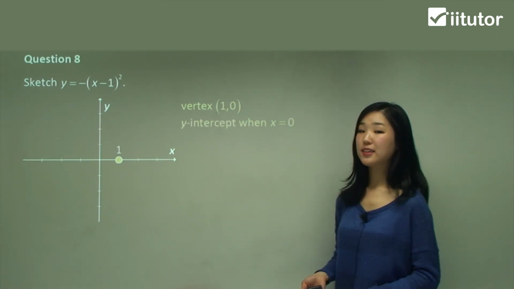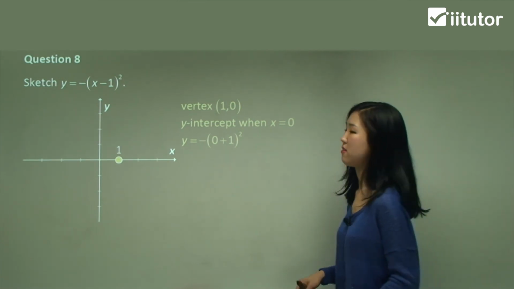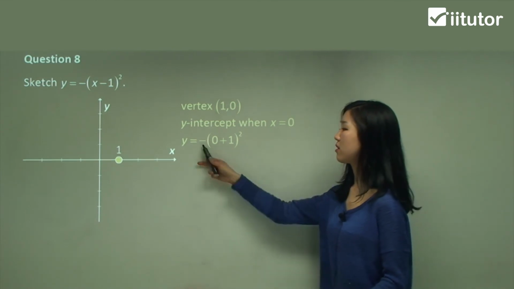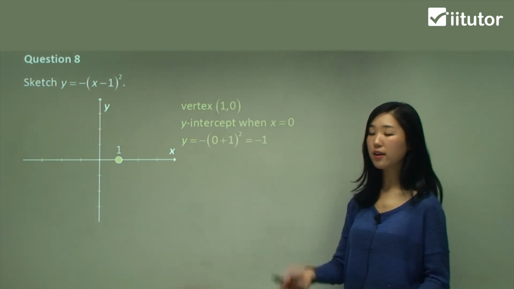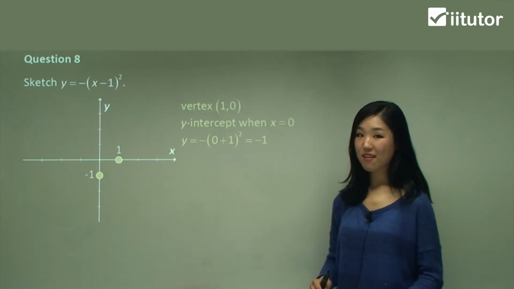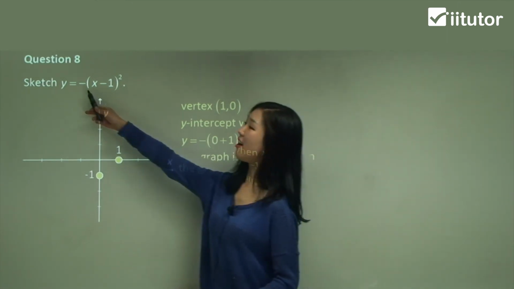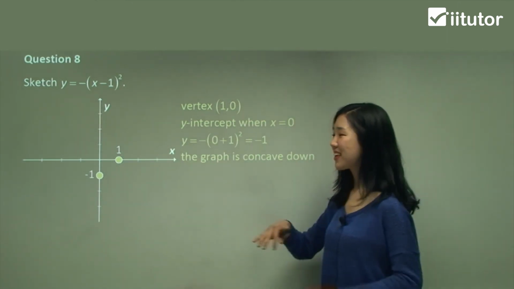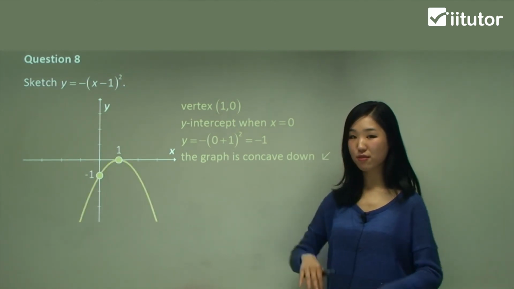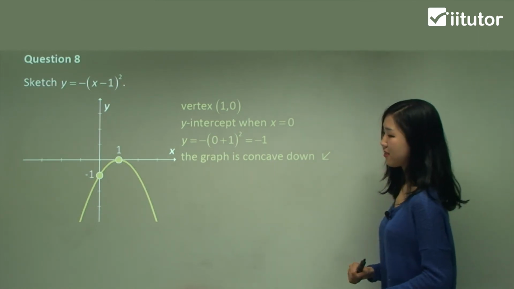Now, find the y-intercept when x equals 0. Just sub in x equals 0. This should be the easiest step for you guys. 0 plus 1 squared is 1. Stick the negative in front, it's going to be -1. Just plot in -1. And now we consider our concavity. All of you should tell me that it is concave down because of that negative. So it's going to be a sad face parabola. Just join those points and make sure it's going downwards, and that's it, that's the graph. Have a look at that.